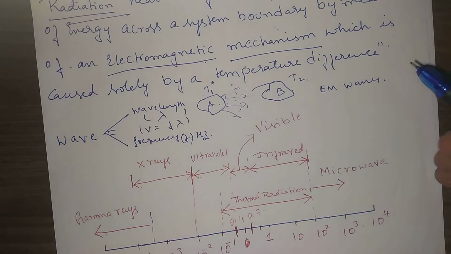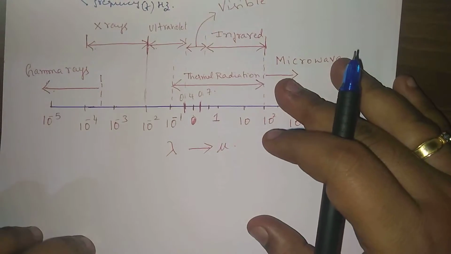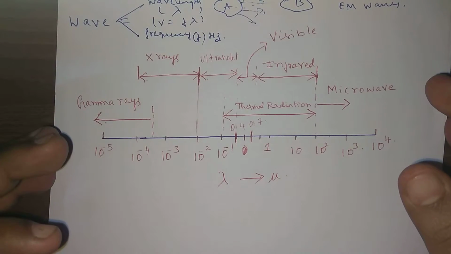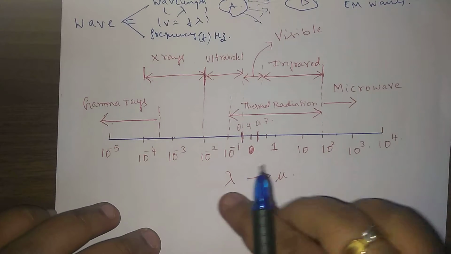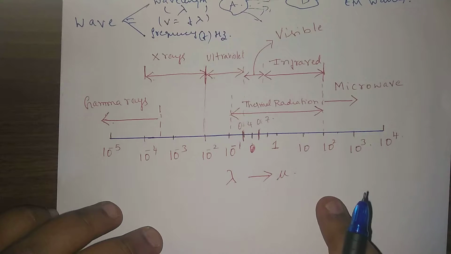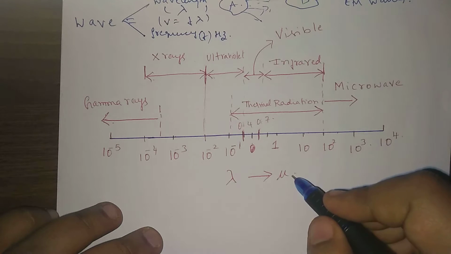Correct? Now let us try to understand the bands into which different types of waves fall based on the wavelength. Now this is the wavelength in terms of micrometers.